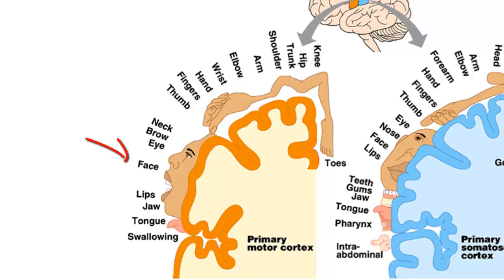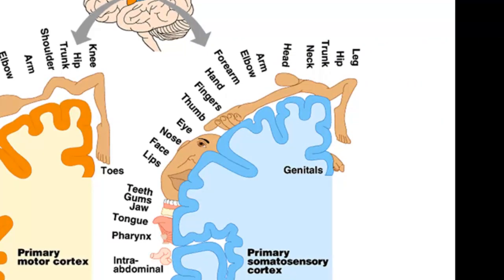If you look at the face on the motor cortex, the muscles that are involved for smiling, for chewing, all those muscles receive information from that specific part of the motor cortex. We call this topographically oriented. In other words, each part of that motor strip is responsible for a very specific part of the body. The same thing occurs for the somatosensory cortex or the sensory strip.